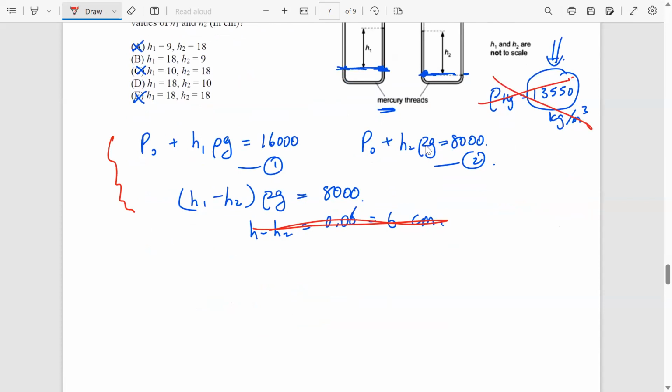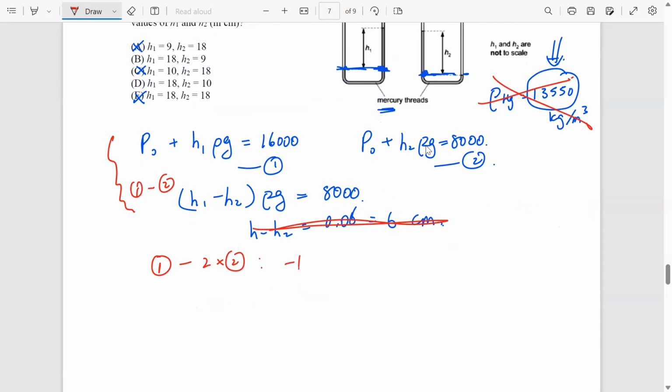Then comes the second part. You'll realize that if I take this number 1, okay, this 1 minus 2, 1 minus 2 times 2, 2 times equation 2.